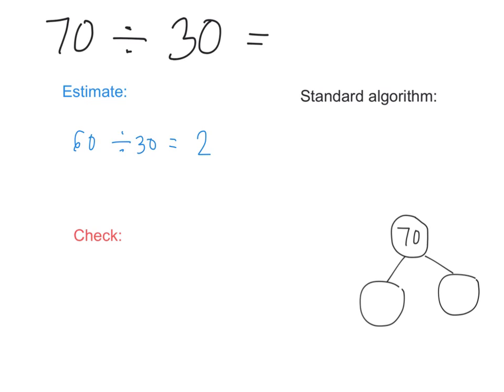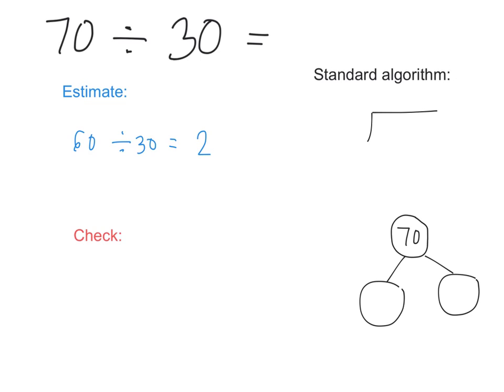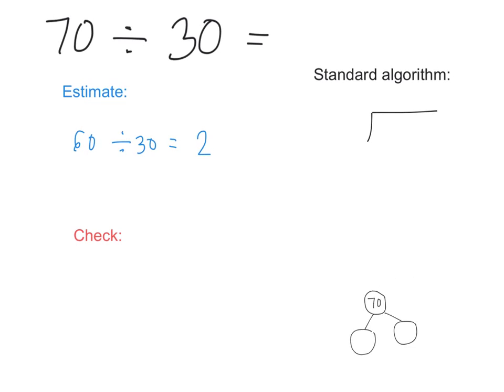Okay, now let's do the standard algorithm. When we do the standard algorithm, we don't want the problem to be horizontal like this. So you want to set it up with the house and the door and the roof. Let's go ahead and draw that first. Which number lives inside the house? The whole, the divisor, or the quotient? In this case, what is our whole? 70. Let's write 70 there. Who's knocking on the door? 30, the divisor, good. And we need to figure out the quotient, who lives on the roof. Since our estimate was 2, why don't we start off with 2?